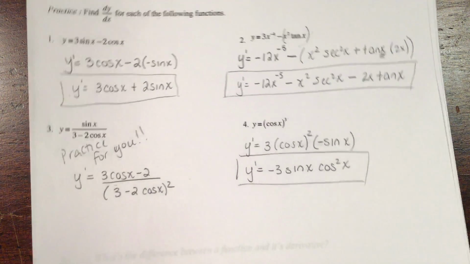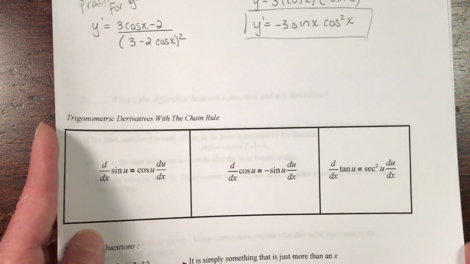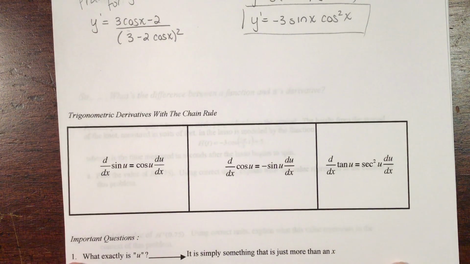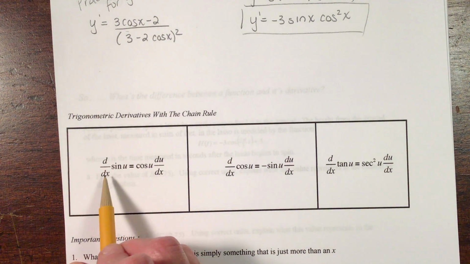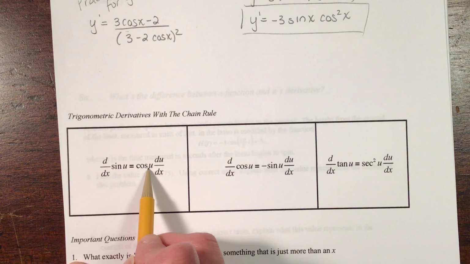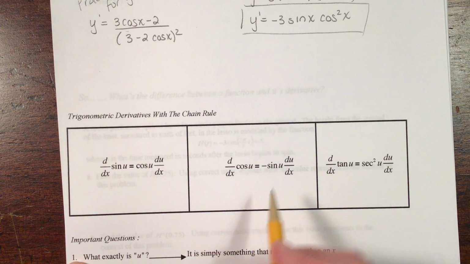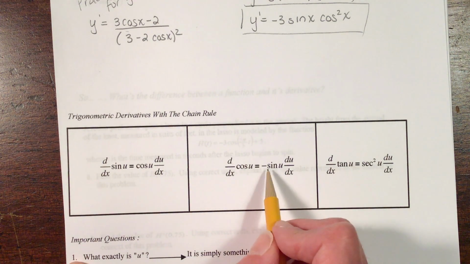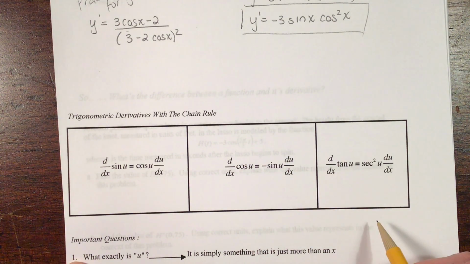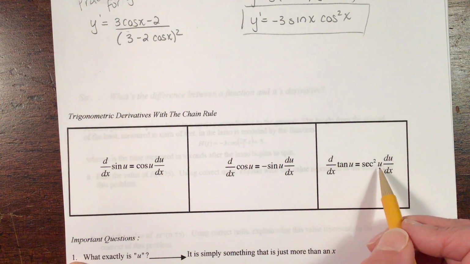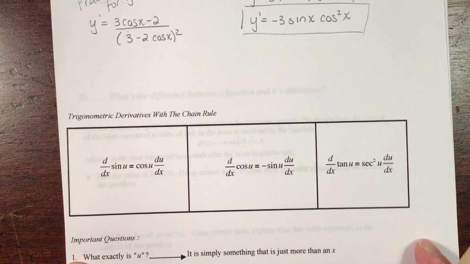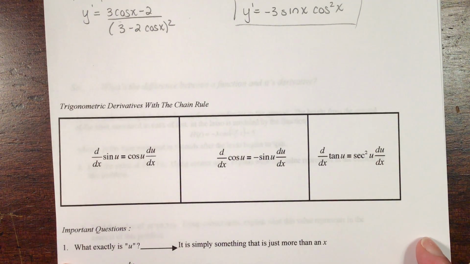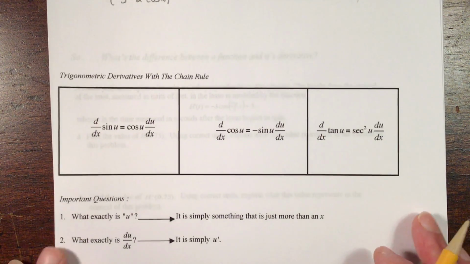Okay. Now we're going to look at some problems that get a little more complicated. First, I want to walk through some notation with you. d dx sine u equals cosine u du dx. d dx cosine u equals negative sine u du dx. d dx tan u equals secant squared u du dx. This all looks a little bit scary. Don't stress out about it. Don't worry about it. Let's think about this.